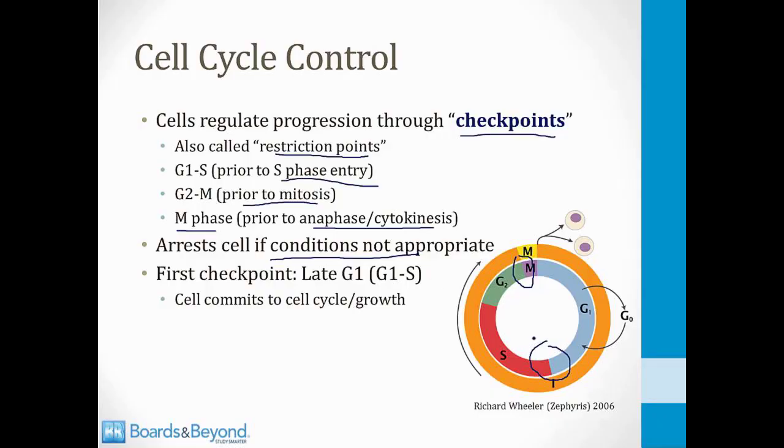And in particular, the first checkpoint in late G1 at the G1 to S phase transition is very important because this is where the cell commits to proceeding into the cell cycle and growing. In other words, once the cell moves beyond this checkpoint, it is entering the S phase and beginning to synthesize new DNA, and therefore it is committing to dividing into two daughter cells.